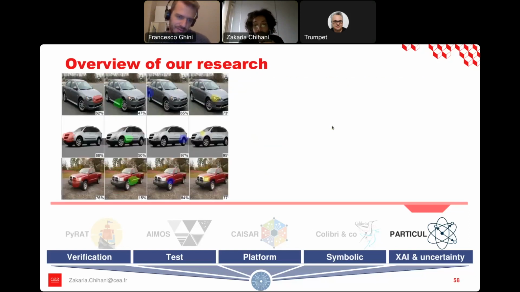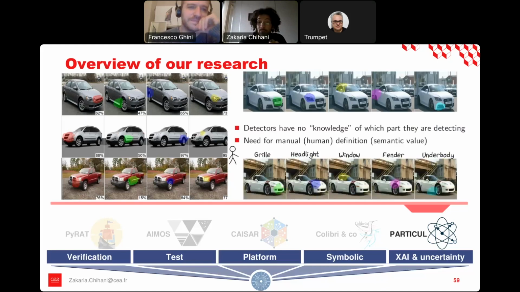You can read the paper afterwards that gives you all the math details of how we do it. And so here you have a result where each column is a detector, and you can see, for example, that the second detector is focusing on the under part of a car. The fourth detector is focusing on the headlights. But the crucial point is the detectors don't know what they're focusing on.